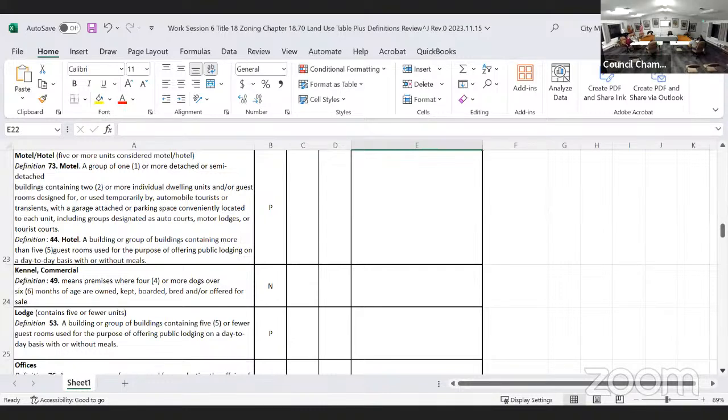Hotel, a building or group of buildings containing more than 5 guest rooms and used for the purpose of offering public lodging on a day-to-day basis with or without meals. I think that you can clear that up with current definitions and building codes.